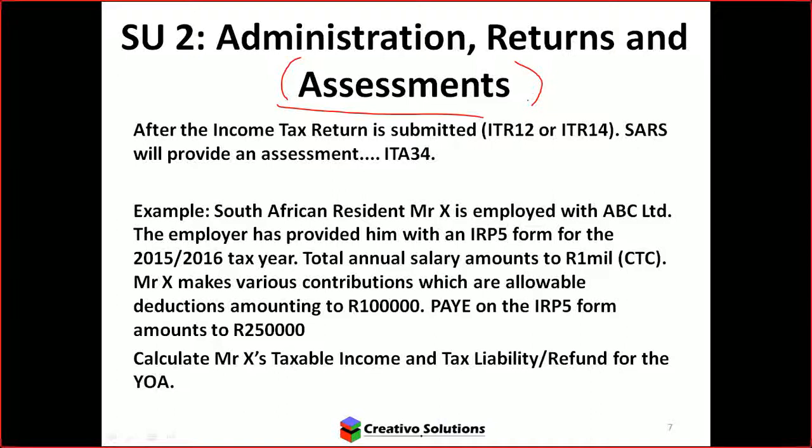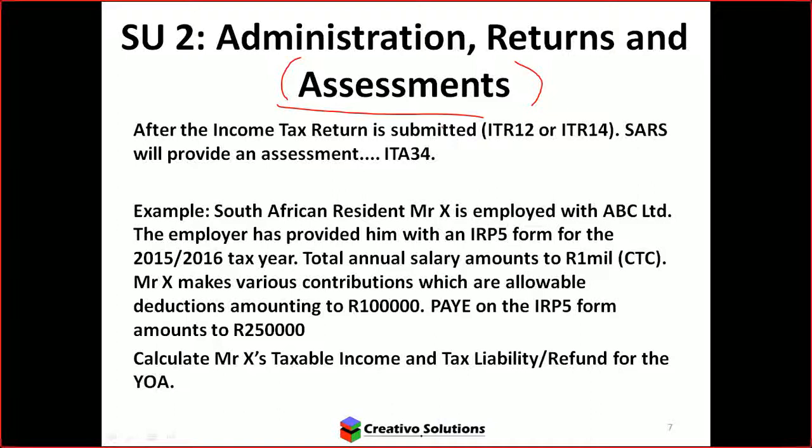Okay, so on this example, I've given you a South African resident, Mr. X. Okay, Mr. X is employed with ABC. Okay, the employer has provided him with an IRP5 form. Alright, so that happens generally around May. Okay, and then that was during the 2015-2016 tax year.